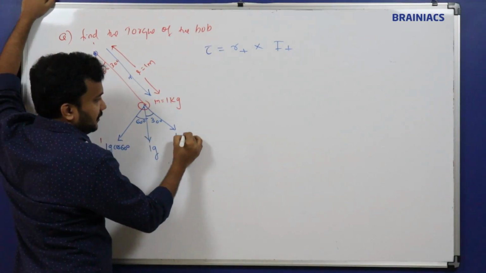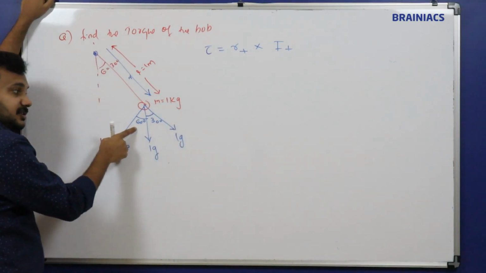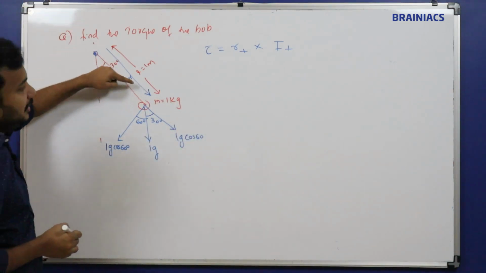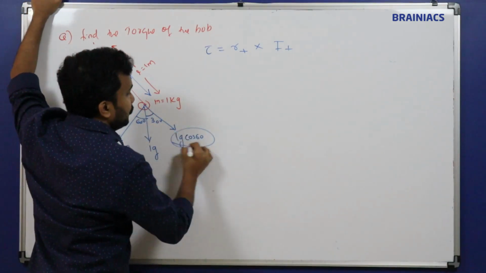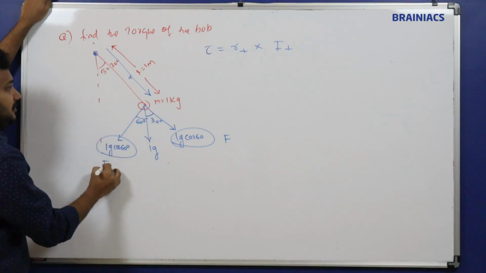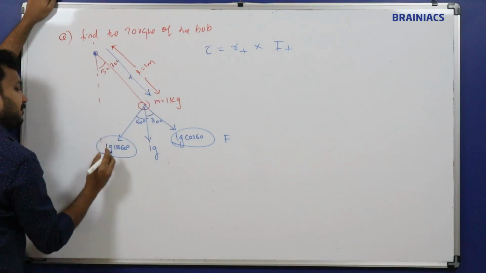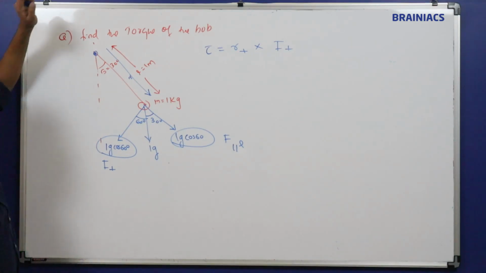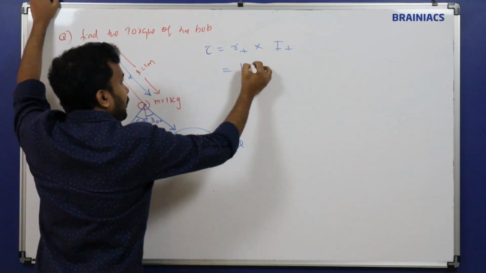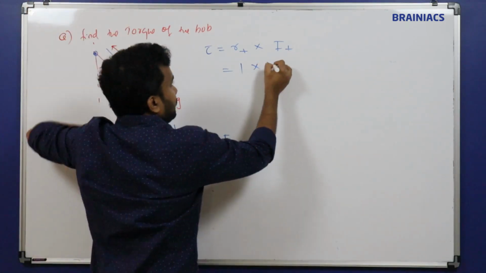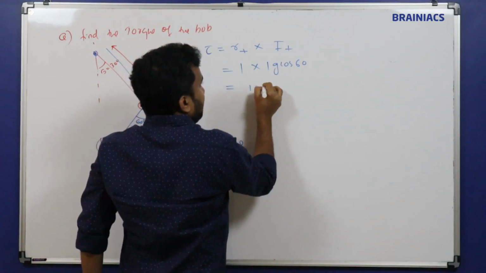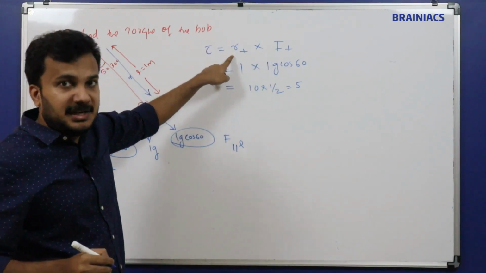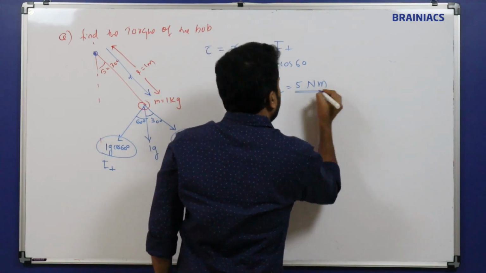What will this be? Either you can write 1g sin 60 or 1g cos 30. So if you see R and 1g cos 30, this is actually our F. R is perpendicular, this is F perpendicular, and this is F parallel. So which force do we need to take? F perpendicular. So torque is equal to R, which is 1 meter, into F perpendicular. F perpendicular means 1g cos 60. G is 10, cos 60 is 1 by 2. Answer is 5. What is the unit of torque? Newton meter, force into distance, right? So 5 Newton meter is the right answer.